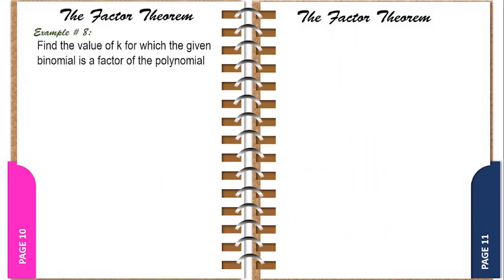Another example. Find the value of k for which the given binomial is a factor of the polynomial. Our binomial here is x minus 7. X minus 7 is our divisor. But since from the given, it is not only the divisor but also the factor of the given polynomial.